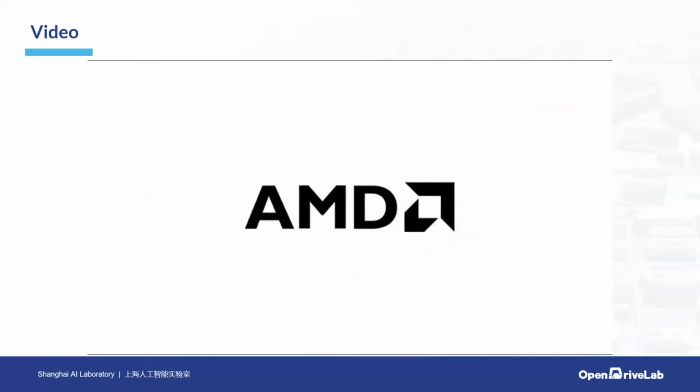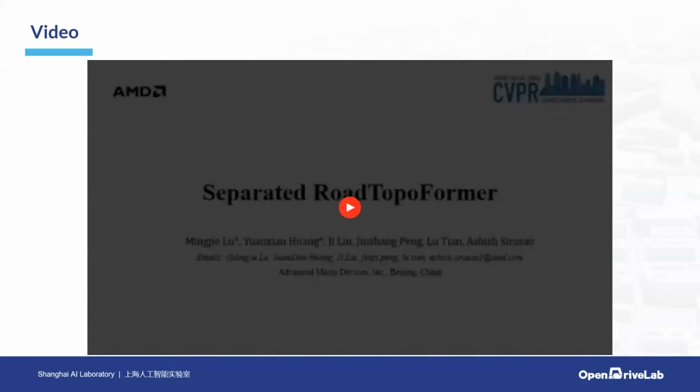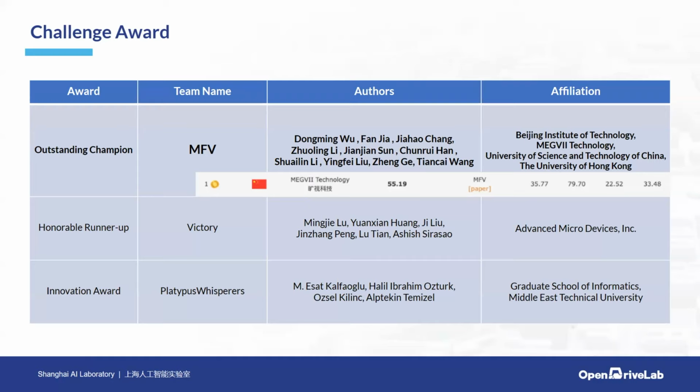Okay, let's thank the team Victory from AMD. And the outstanding champion of the OpenLane Topology Challenge goes to the team of MFV from Beijing Institute of Technology, Megvii Technology, University of Science and Technology of China, and the University of Hong Kong. Congratulations to the winners. And now the team MFV authors will present their work.